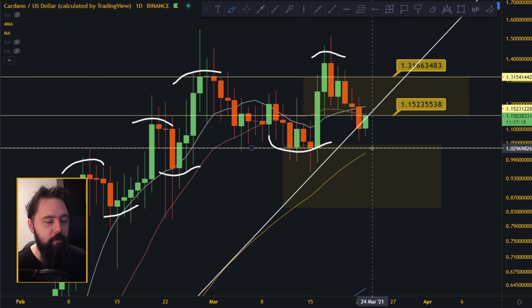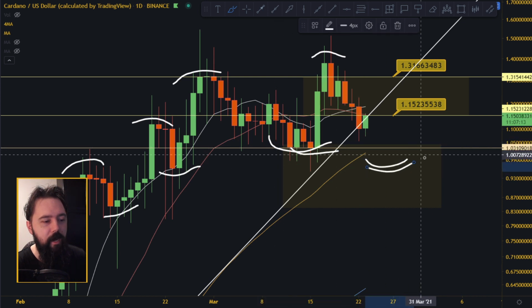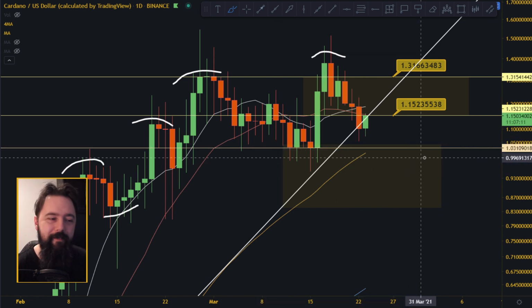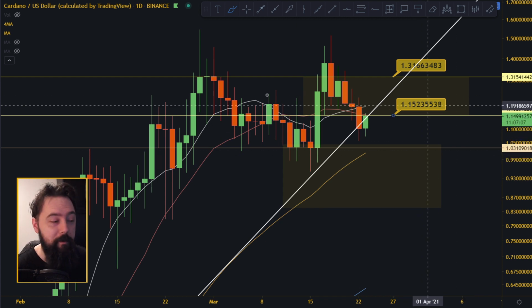But if the price goes below this line and closes down here, you get a lower low, and that's a bearish indicator. So that would be bad, of course.